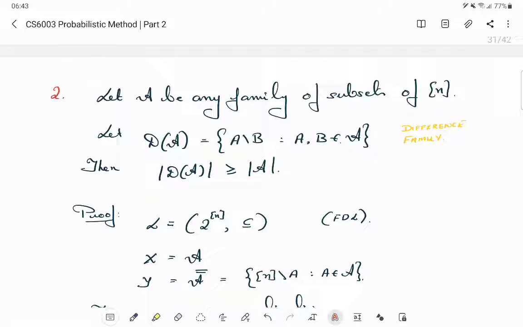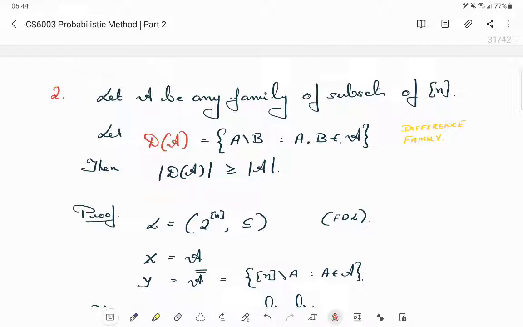Then the difference set of that family, or the difference family of A, is you take any two sets from this family and take their set difference. So it's A minus B, where both A and B come from the family. This is called the difference set. And what this result says is that the difference family has at least as many sets as the original family. The cardinality of D of A is greater than or equal to the cardinality of A. This is again an easy application, but a clever application of the four functions theorem.